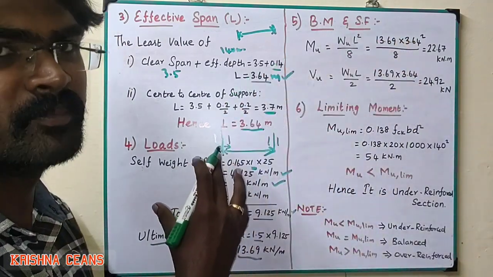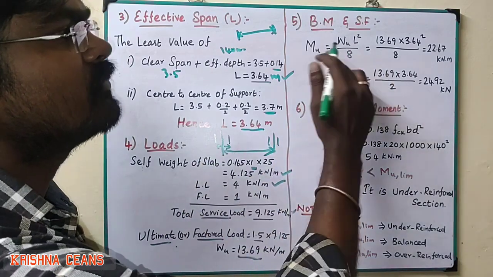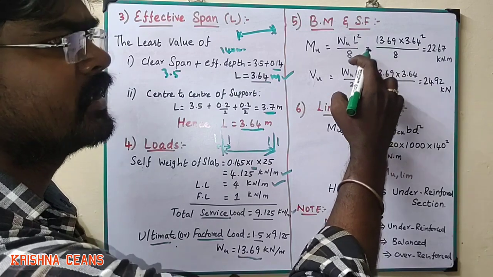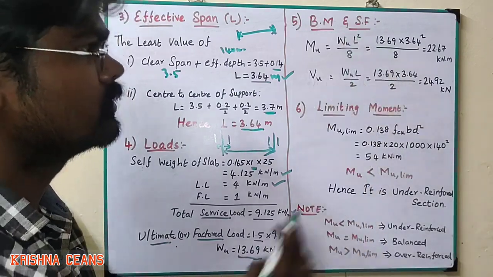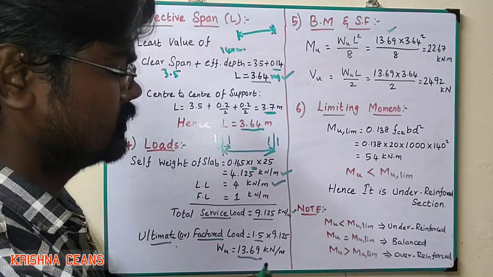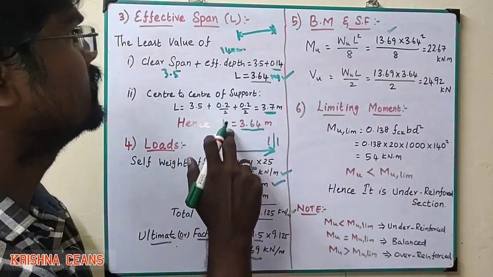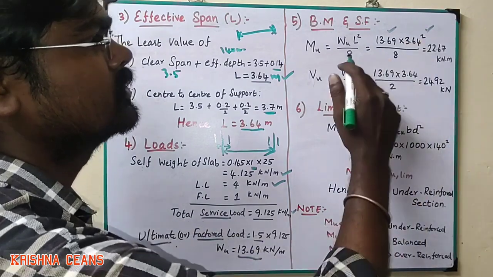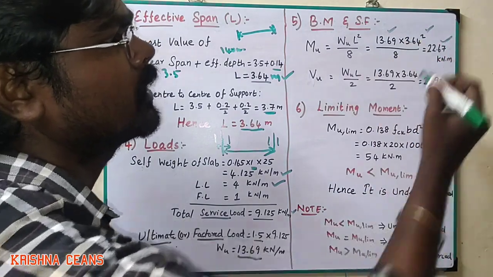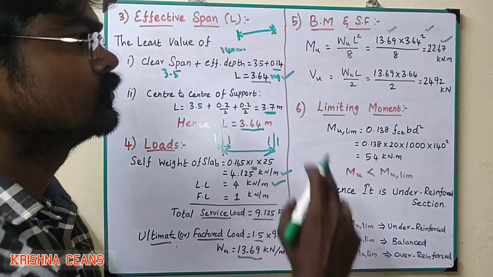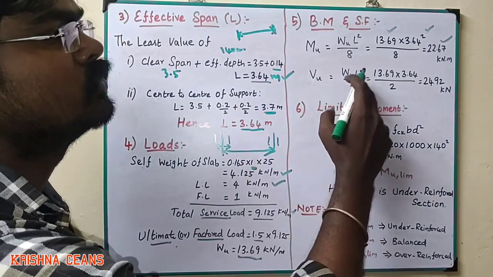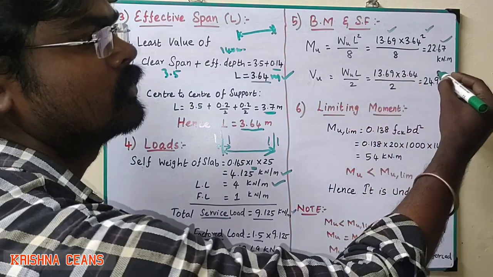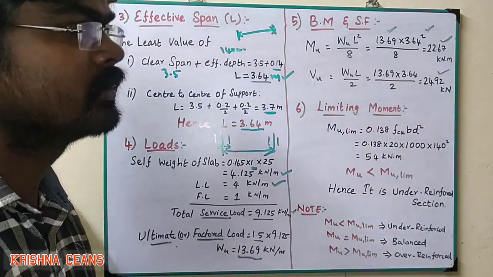So step number 5, bending moment and shear force. Since it is a simply supported beam, the formula for finding the maximum bending moment is WL square by 8. Here W is ultimate load 13.69, and L is our effective span, 3.64. So 3.64 square by 8, which is equal to 22.67 kilonewton meter. Shear force is WL by 2, which is equal to 13.69 into 3.64 divided by 2, 24.92 kilonewton.